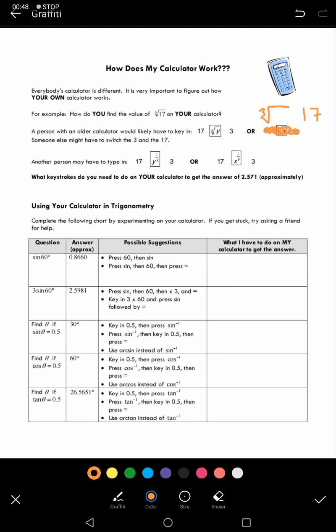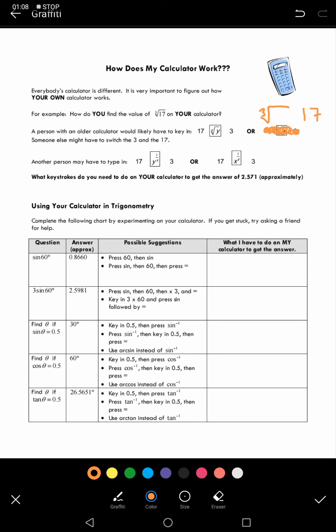So if we're looking at an example here, it says, how do you find the value of the cubed root of 17? So there's a little 3 there on top of that root sign. So again, you're going to want to try to type these different methods in on your calculator as we're going along, so you can tell which way works on your calculator.